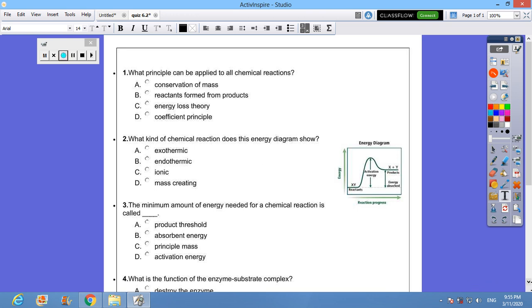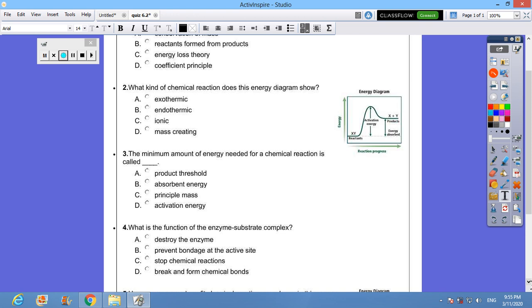Second question, it reads, what kind of chemical reaction does this energy diagram show? Is it showing an exothermic reaction, an endothermic reaction, an ionic, or mass creating? Actually, this diagram is standing for an endothermic reaction. The reason is that the graph line, as you can see, is climbing.